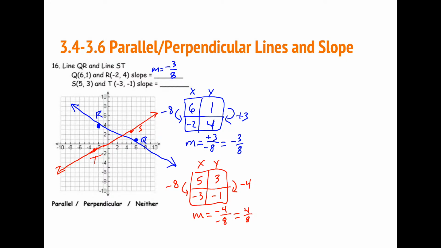All right, so taking a quick look at this one, we've got Q, which is going to be 6, 1. We have R, which is going to be -2, 4. So 6, 1, -2, 4. We're going to add 3 to get to 4. And if we start at 6, we're going to subtract 8 to get to -2. So my slope is +3 over -8, which would be -3/8.